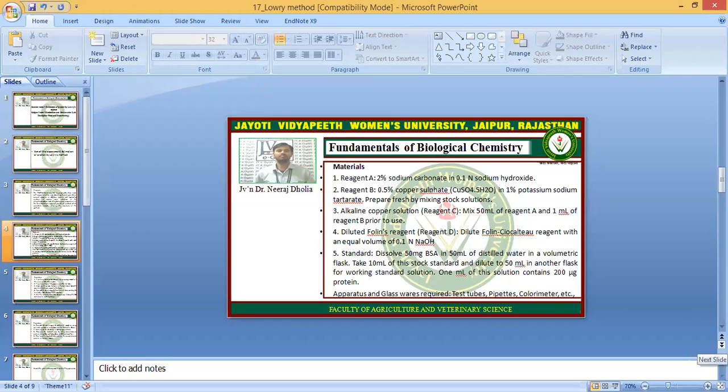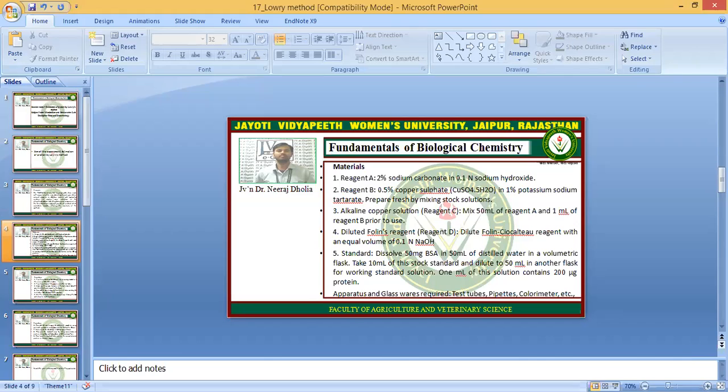So the materials required here are reagent A, which is 2% sodium carbonate in 0.1 normal sodium hydroxide. Then reagent B, which is 0.5% copper sulfate in 1% potassium sodium tartrate, prepared freshly by mixing stock solutions. Alkaline copper solution: mix 50 ml of reagent A and 1 ml of reagent B prior to use. So dilute the Folin-Ciocalteu reagent with an equal volume of 0.1 normal NaOH.